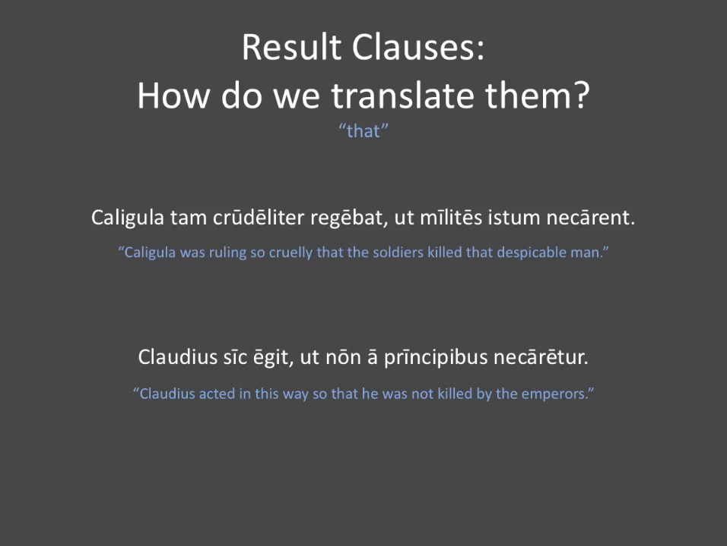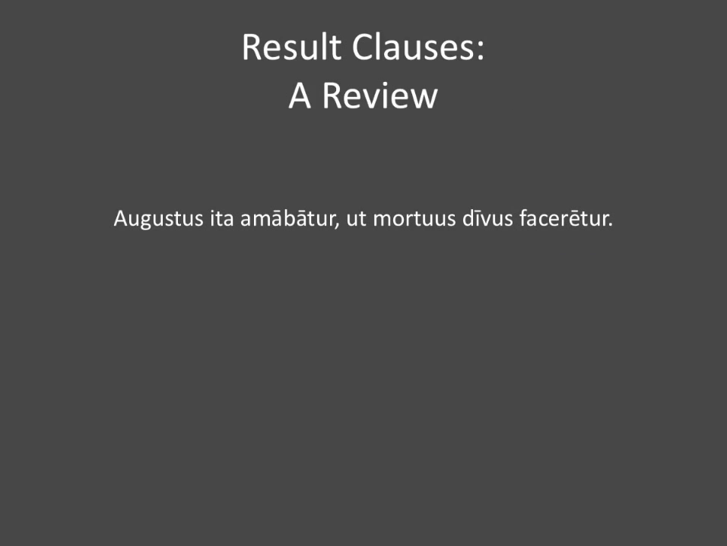To review, let's look at a third example. Augustus ita amabatur ut mortuus divus faceretur. How do we know it's a result clause? We can recognize it as a result clause because the ita in the main clause anticipates it, the ut triggers it, and the verb faceretur is in the subjunctive mood.